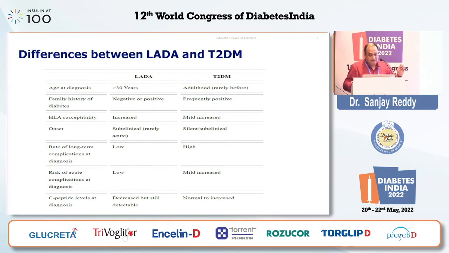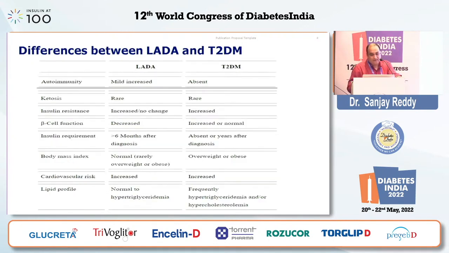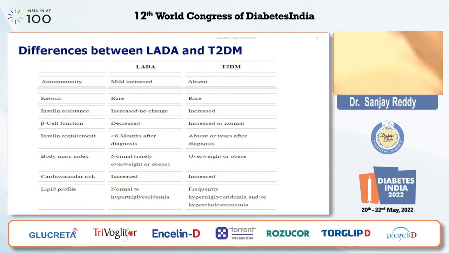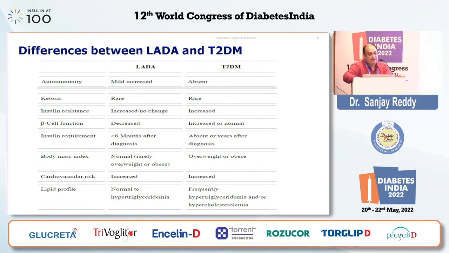C-peptide level at diagnosis is decreased, but still detectable. Ketosis is rare. There's increased insulin resistance, or sometimes no change. Beta cell function is definitely decreased. Insulin requirement arises greater than 6 months after diagnosis. Body mass index is normal, rarely overweight or obese. These are the thin individuals. So if somebody is coming with a low BMI, whatever age group, please suspect LADA. That's very unique. In our patients, you have thin type 2 also, but suspicion of LADA should always be there in a patient walking in with a low BMI.